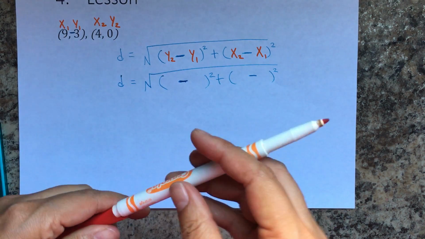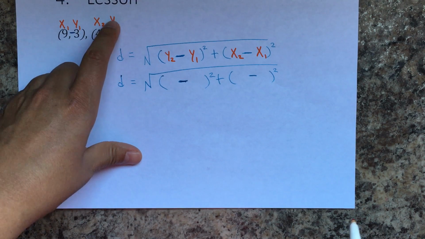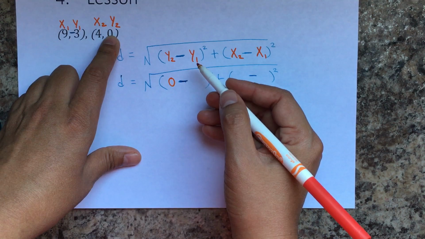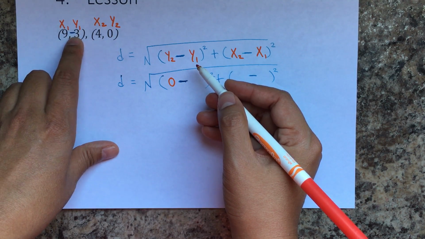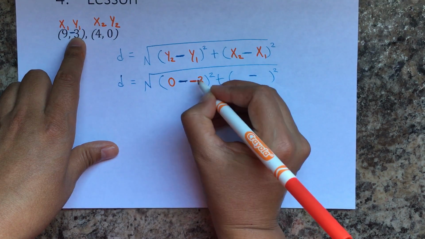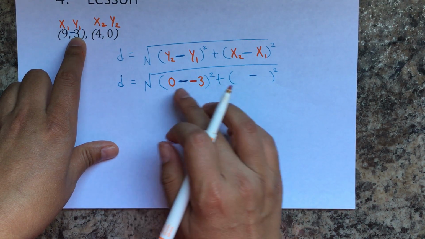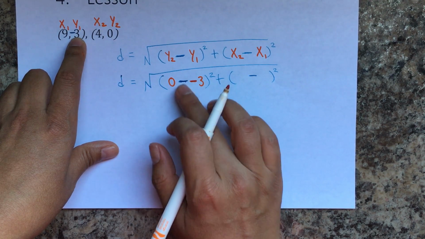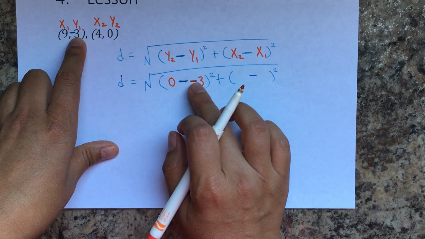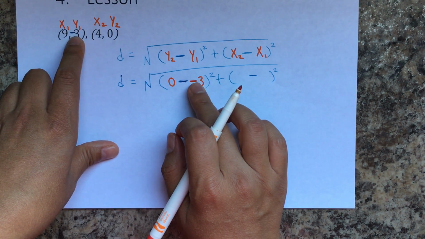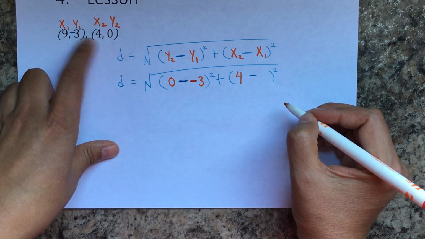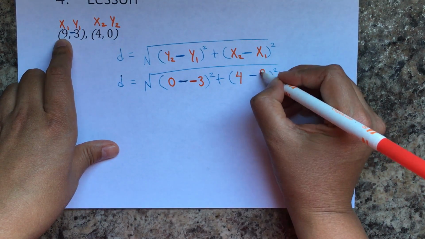position. Okay, so y2, what is the value of y2? 0. Minus y1, what is the value of y1? It's -3. -3. Okay, and I'm writing this in a different color so that you can see that you end up with two different negatives. One from the formula and one because the number is negative. x2, we'll put 4, and x1 is going to be 9.